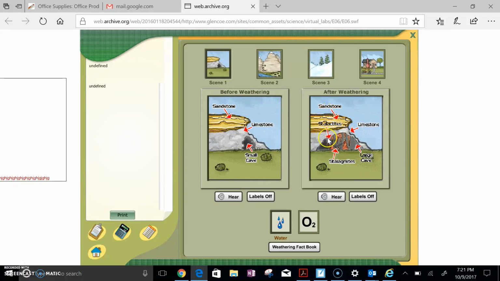We have sandstone, we have stalactites and stalagmites forming, and those are these formations that happen in caves. And we have a large cave, whereas before we had a small cave. So water helps form caves, dissolve the limestone, and create stalactites and stalagmites.